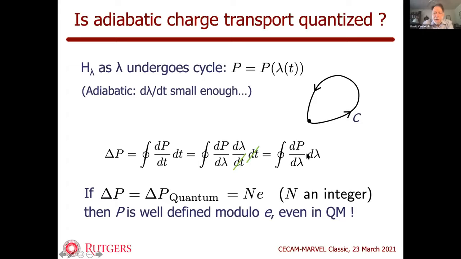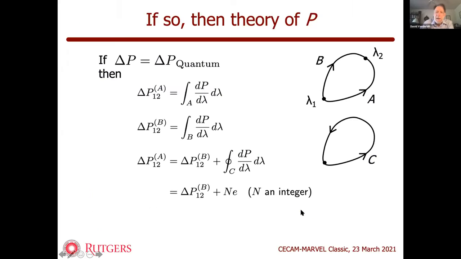And so if this thing is always equal to an integer times the electron charge, that is to say, if it's always following the quantum, then we can develop a proper theory of polarization. The polarization is well-defined modulo an electron charge, even in quantum mechanics. And the reason for that is illustrated in this figure here.